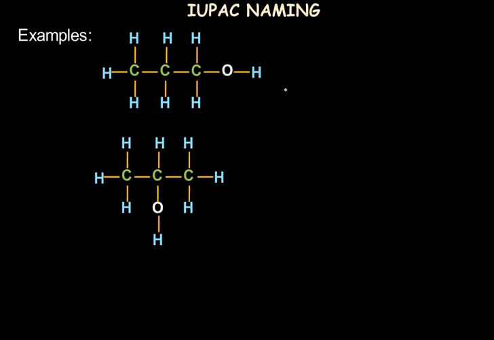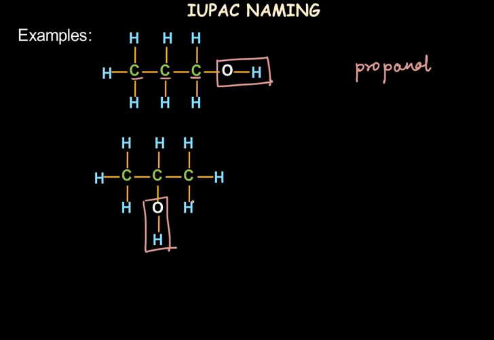Here are the examples of 2 alcohols, because the functional group here is OH. Here also there is OH. So the name ending will be ol because it's an alcohol. Now the longest chain carries 3 carbon atoms. So propanol. Propanol is the name. Written fully, propanol.